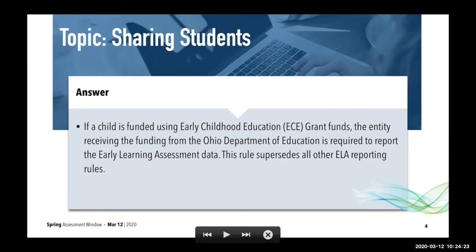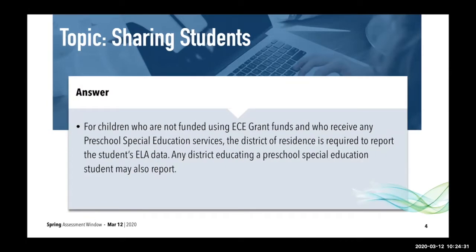And that is a rule that actually supersedes the other ELA reporting rules. And then the next part of the EMIS manual says that for children who are not funded using ECE, but they are receiving preschool special education services, it is the district of residence who is required to report that student's ELA data. Any other district who is also educating a preschool special education student may also report.